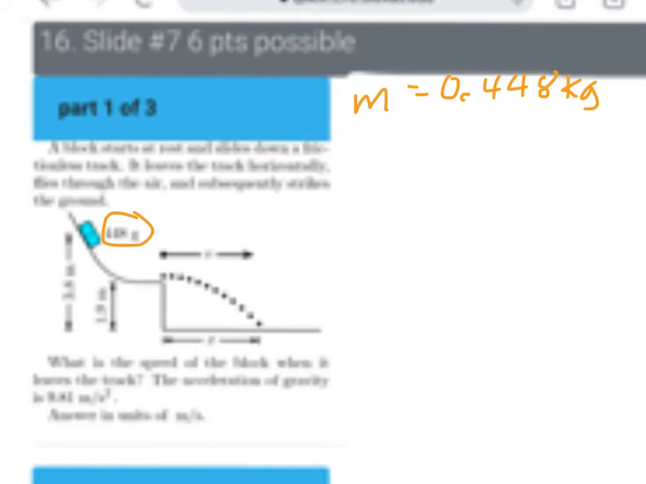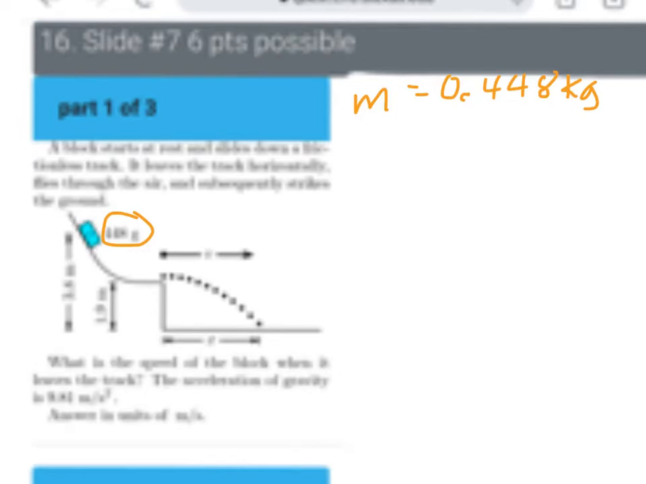Alright, so this is a complex question. We start off with the block that's up on a ramp. It slides down and transitions horizontally off of a cliff, becomes a projectile, and then hits the ground some distance later. So the question is taking us in steps to find what is the speed of the block when it leaves the track. So we're looking for the horizontal velocity.